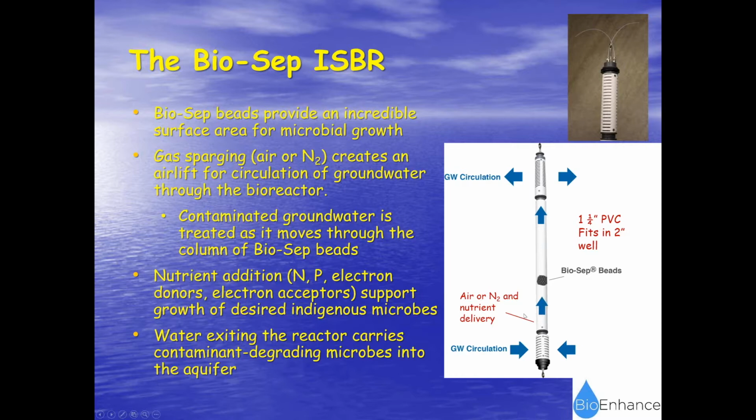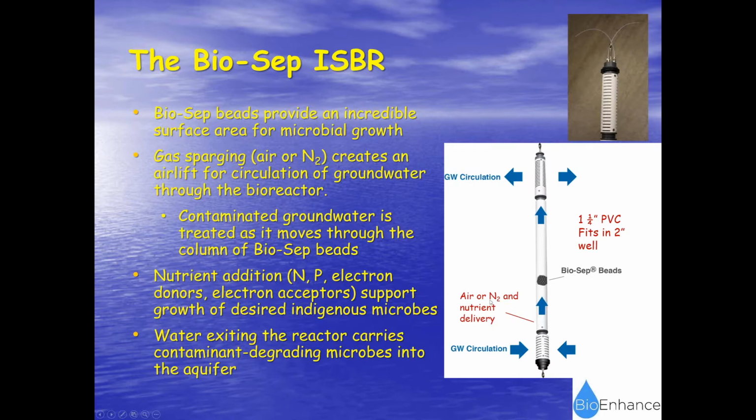If we are operating anaerobically, we might be introducing an electron donor into the ISBR to make that electron donor available, as Brad was describing, to be fermented in the ISBR, produce hydrogen, then to fuel things like reductive dechlorination. So either anaerobic or aerobic applications can be handled with the ISBR. It's a matter of determining whether we're going to use air or nitrogen.